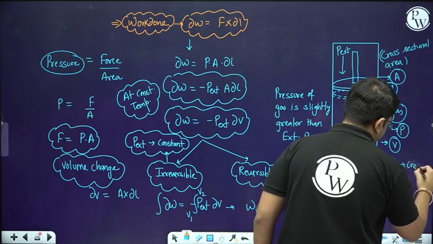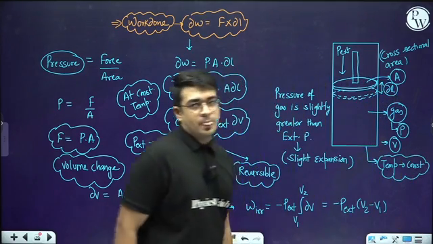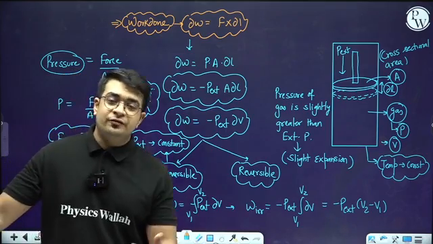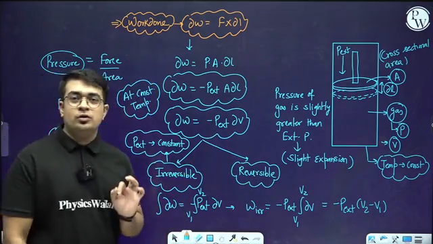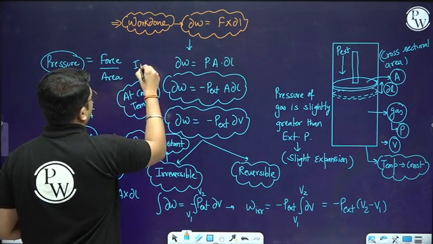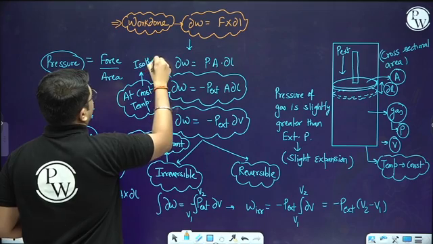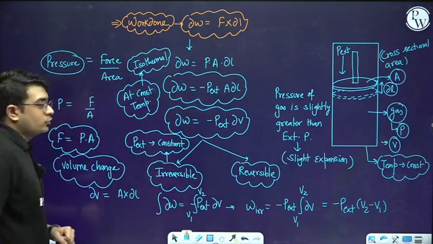Only then can we correlate pressure and volume, because otherwise we will have three different variables: pressure, volume and temperature. So this entire process is happening at a constant temperature. Constant temperature means we are talking about the isothermal process. I hope this part is clear.